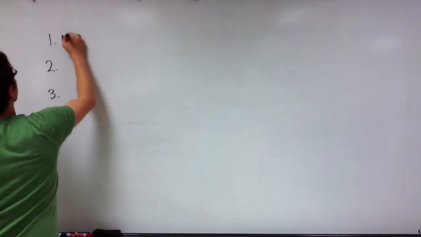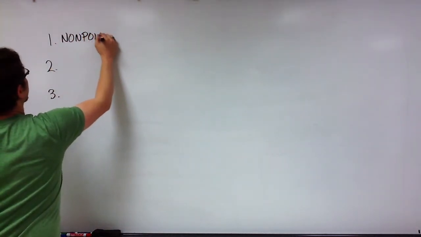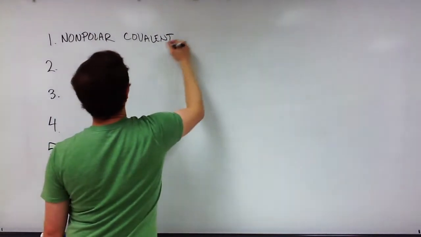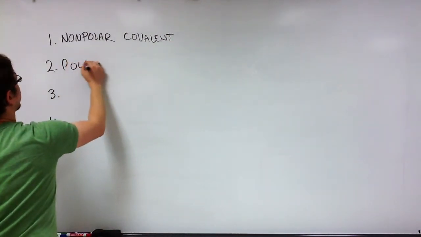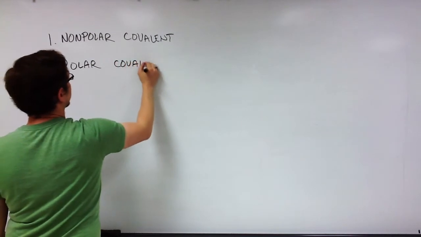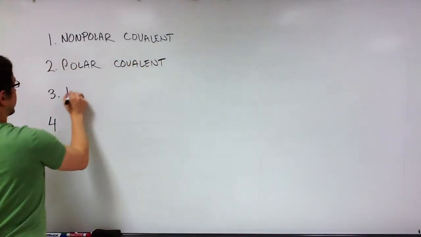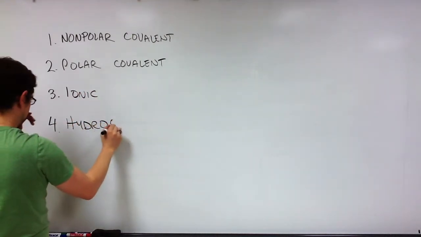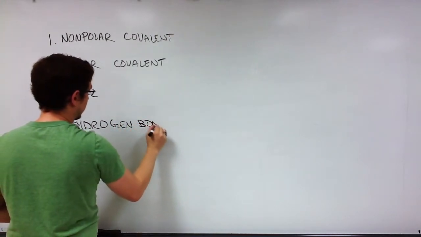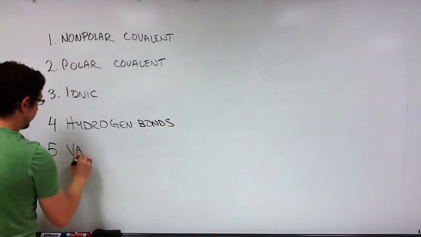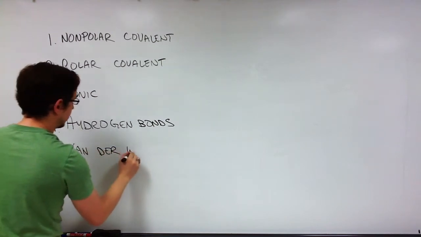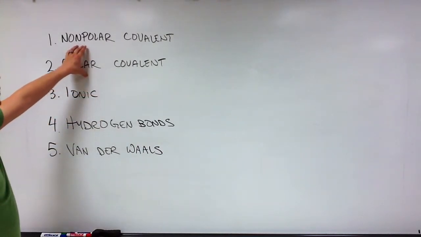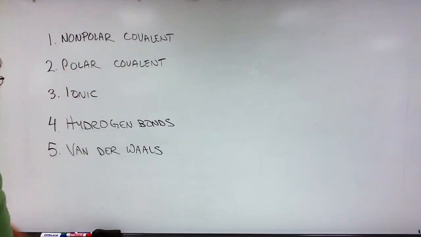The first is nonpolar covalent bonds. The second is called polar covalent. The third is ionic. The fourth is going to be hydrogen bonds. And then we have van der Waals interactions. So let's talk about the 2 covalent bonds initially, nonpolar and polar.